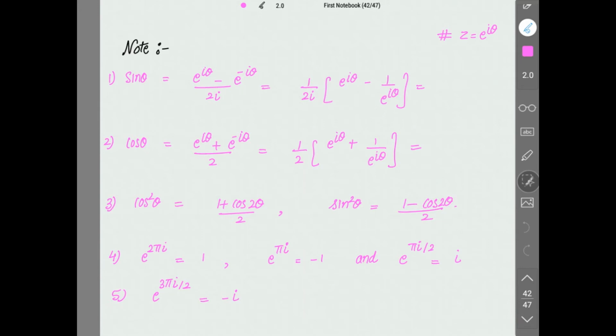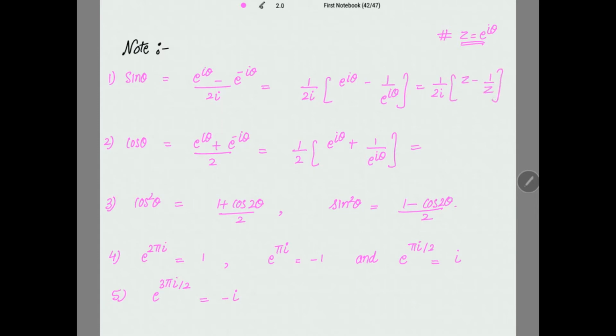Next, again notes. We know that the formula for sine theta is equal to (e raised to the power iota theta minus e raised to the power minus iota theta) over 2 iota, which can also be written as 1 over 2 iota (e to the power iota theta minus 1 over e to the power iota theta), right? If my z is in the polar form, I can have another formula, that is 1 over 2 iota (z minus 1 over z).